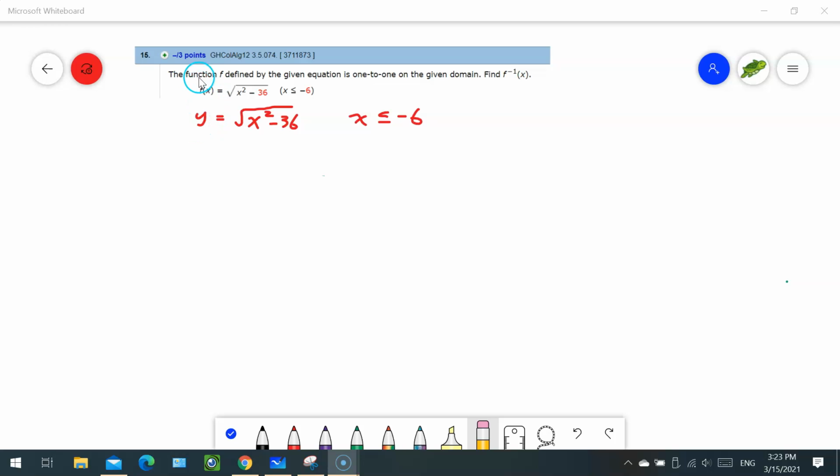The first step would be to rewrite the f of x into the y, and you copy down the right hand side. And the question asks you to restrict the x value to less than or equal to -6.